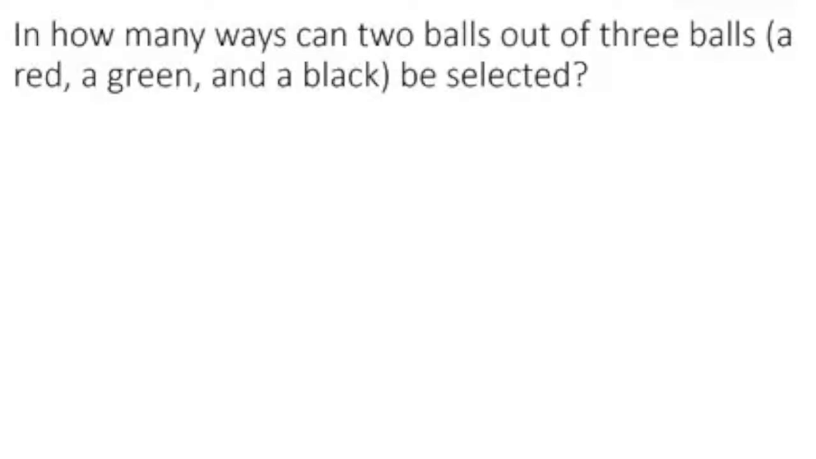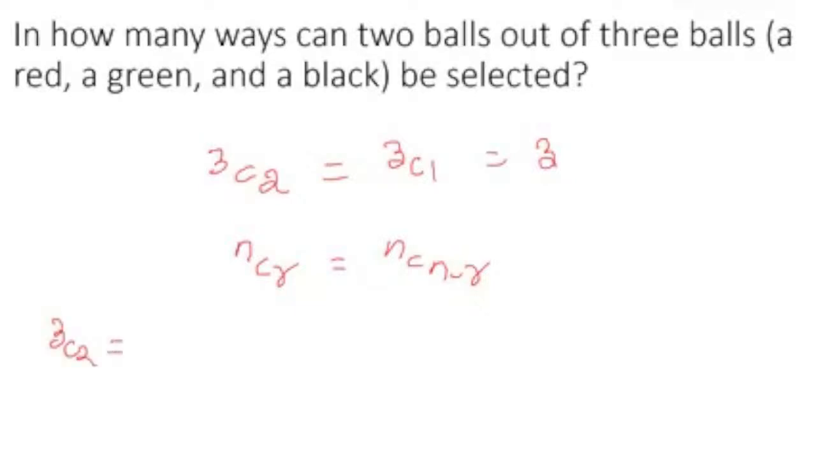In how many ways can two balls out of three balls, red, green, and black, be selected? Guys, I'm selecting any two balls from the given three balls. It is nothing but 3C2. So 3C2 means, I told you, nCr equals nC(n minus r). So 3C2 is equal to 3C1, which is 3 here. So guys, generally 3C2 means two elements in descending order divided by 2 into 1, that is nothing but 3 ways.